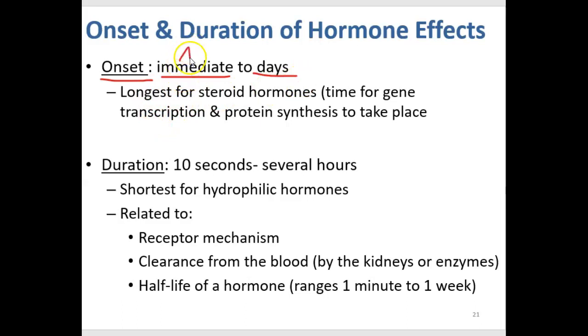Typically, amino acid based hormones, you will see their effects on a cell quickly, whereas steroid hormones, it will take some time. And the reasoning behind that, as far as anybody's ever explained, is that it takes time for gene transcription, translation, and folding of a protein so that it's functional to take place. So that takes more time.